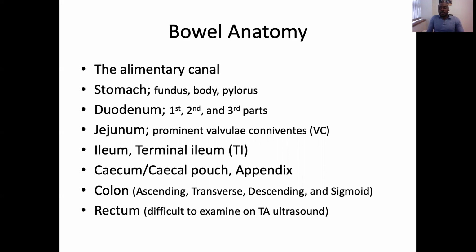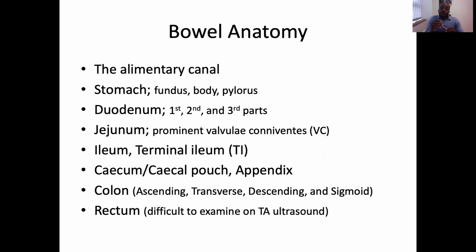However, when it comes to transabdominal bowel ultrasound, we would most likely be focusing more on the stomach down to the rectum. The stomach, as we know, has three parts: the fundus, the body, and the pylorus. We also have the duodenum, which continues from the pylorus as the first part, and then you have the second part, and then the third part.